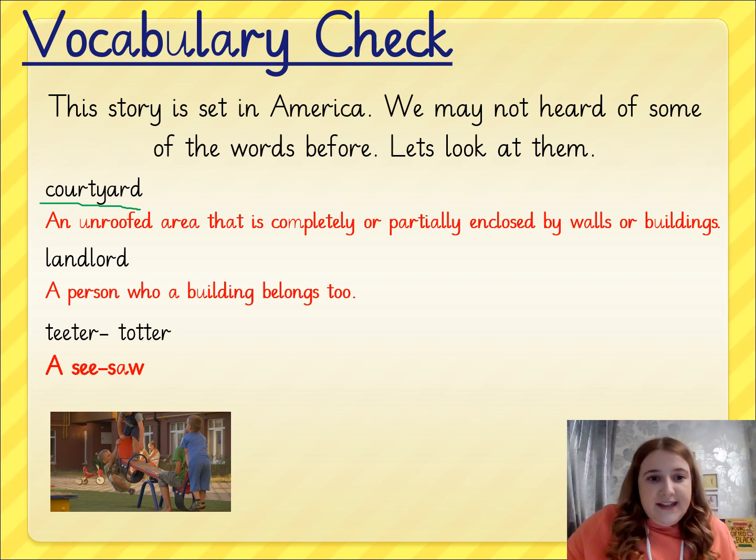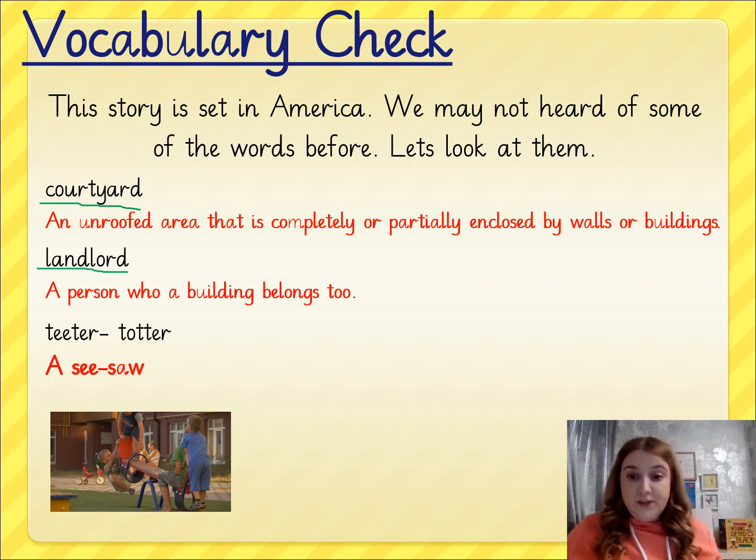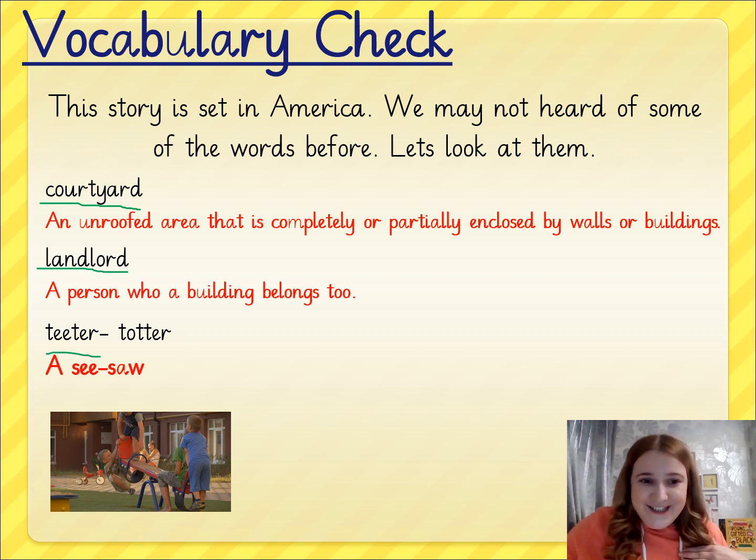The next word is a landlord, and we've heard about a landlord in Luna before, but a landlord is just a person who a building belongs to, and Camilla and Maya live in a building where there is a landlord. And then there's this funny word, a teeter-totter, and that just means a seesaw. So in America, the children call a seesaw a teeter-totter. I thought that was quite interesting and one to share.